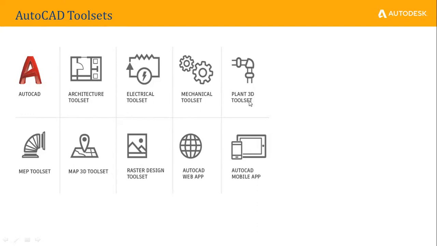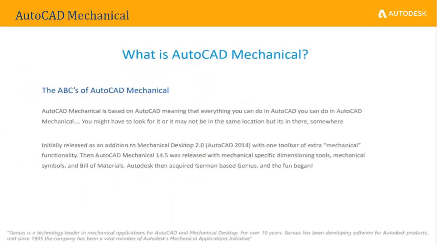Here you can see that the topics are different: AutoCAD Architecture, AutoCAD Electrical, AutoCAD Mechanical, and then AutoCAD Plant 3D and P&ID. Right, so let's get into the main topic. What is the difference between AutoCAD and AutoCAD Mechanical?